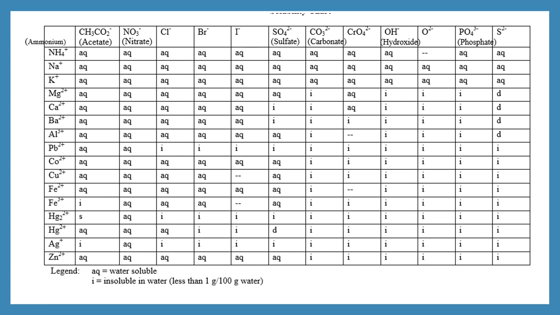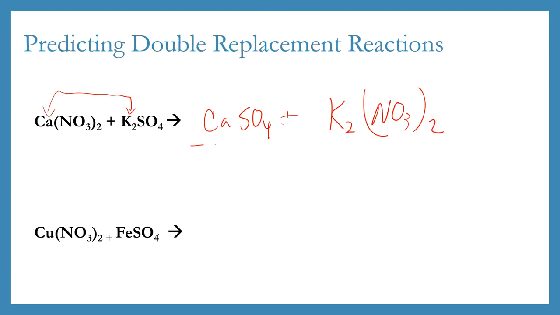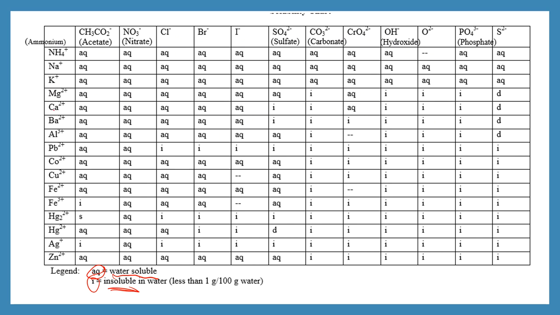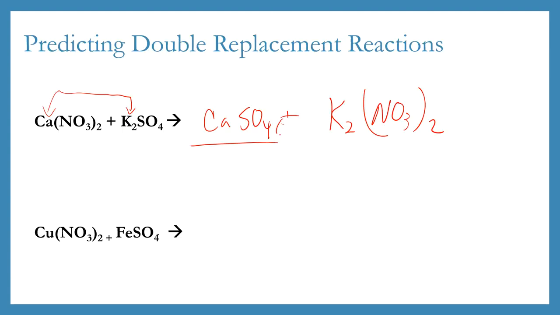Now remember, the abbreviation AQ means it'll dissolve in water, and I means insoluble, or it won't dissolve in water. So here we're looking for calcium sulfate. Well, here's calcium, and here's sulfate. And if you go to the place where calcium and sulfate meet, you would see there that it's insoluble. So this would actually form a solid, and that means a reaction is going to occur.